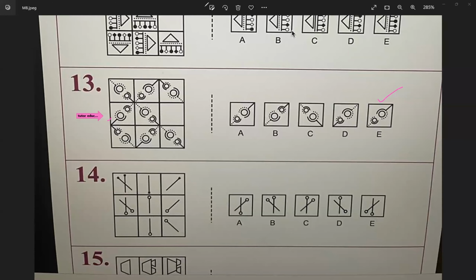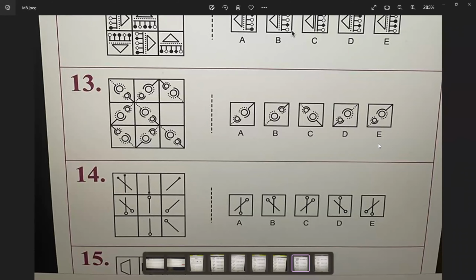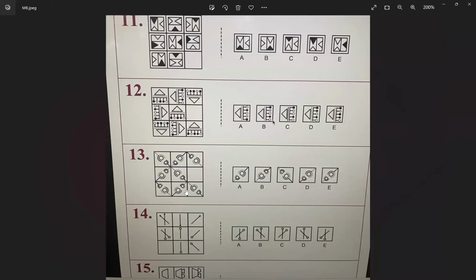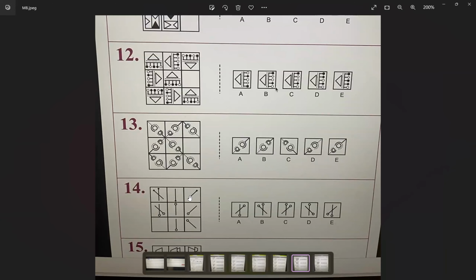Or if you see this here, this is dashed. Now the opposite one is dashed. Now the other one is dashed. If the big one is dashed here, the small one would be dashed. Yes, so it is option number E. Okay, now let's try the last question for the day, question number 14.